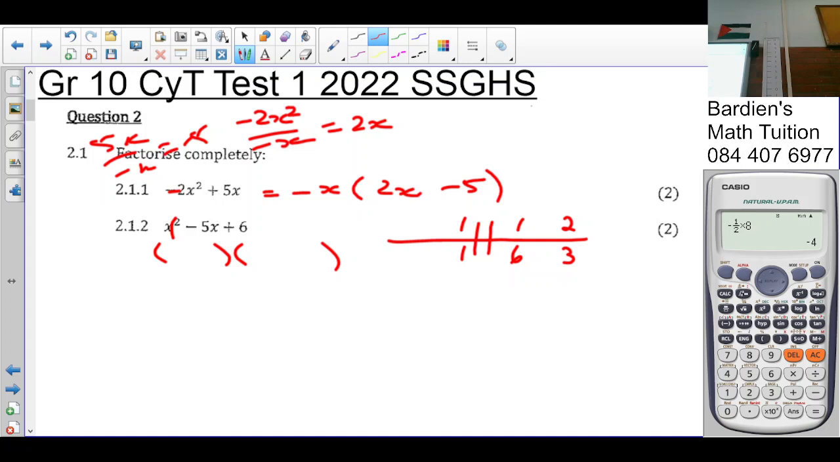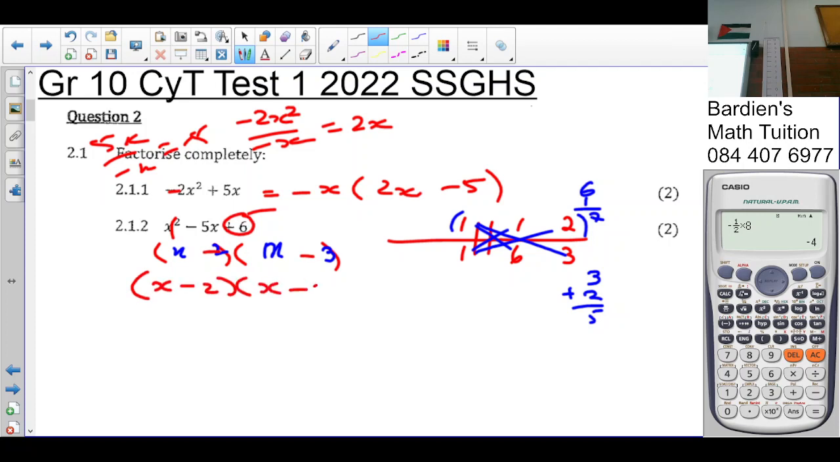Right, we add or subtract our products? We add it. 1 times 6 is 6, 1 times 1 is 1, you add it, you get 7. 1 times 3 is 3, 1 times 2 is 2, you add it, you get 1. That's what I want. So it's a 1 and a 2 in a bracket, and a 1 and a 3. So it's 1x and a 3. What about our signs? Both is going to be the same. In this case, both is going to be minus. Just writing it neatly here. It's x minus 2 into x minus 3.